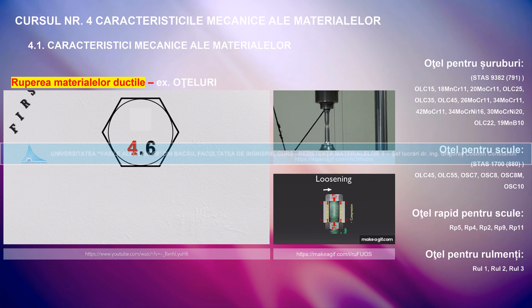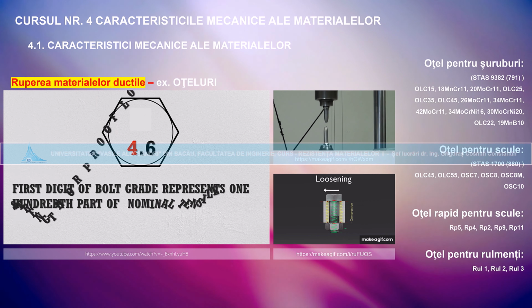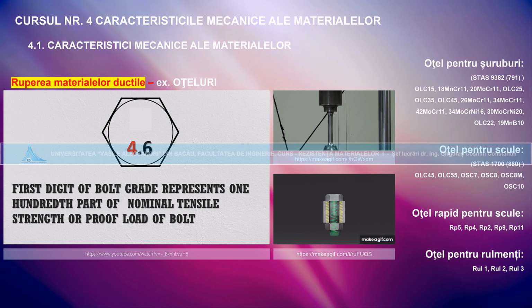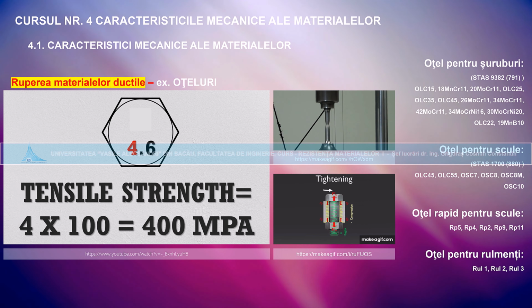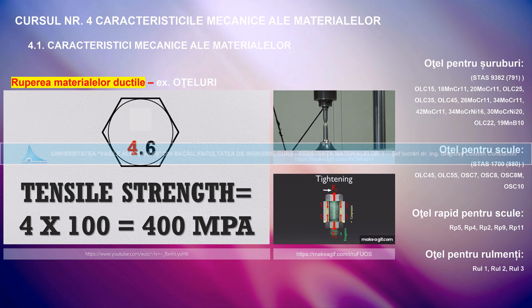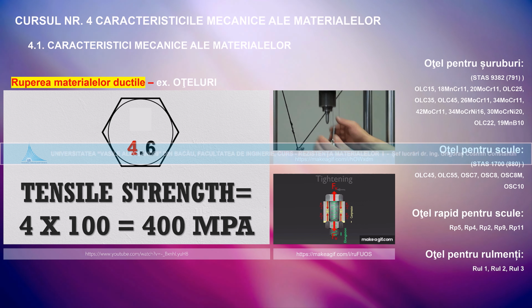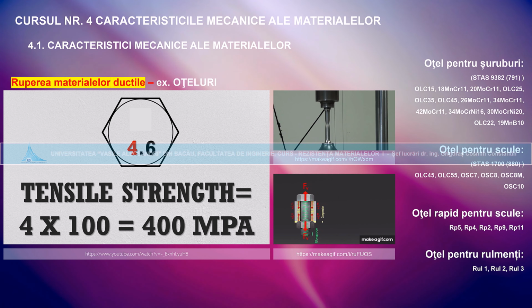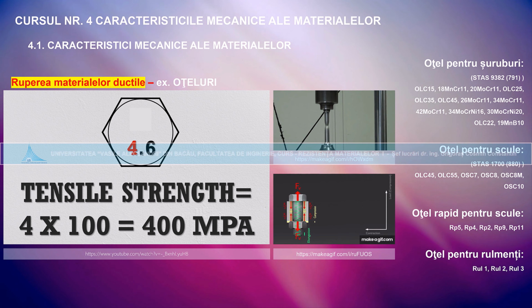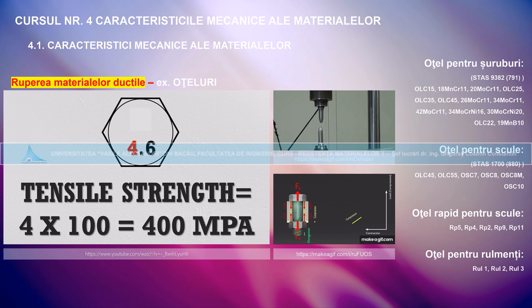The first digit of bolt grade represents one hundredth part of the nominal tensile strength or proof load stress in megapascals. For example, a bolt with property class 4.6 has a nominal tensile strength equal to 400 megapascal, and it can be calculated by multiplying the first digit of bolt grade with 100.